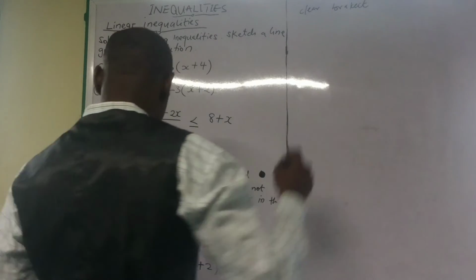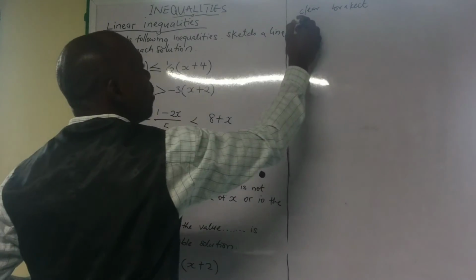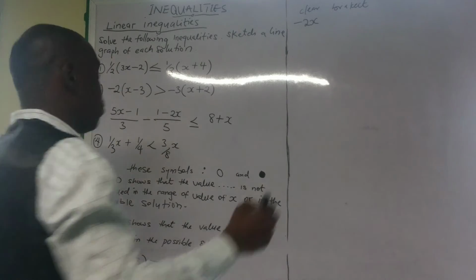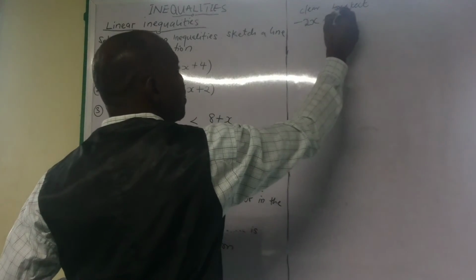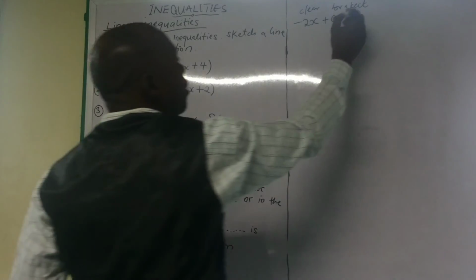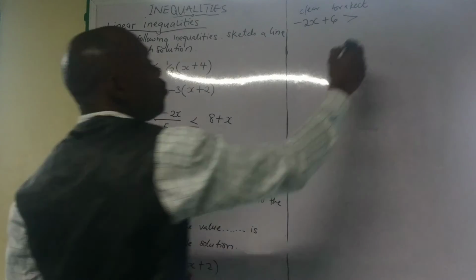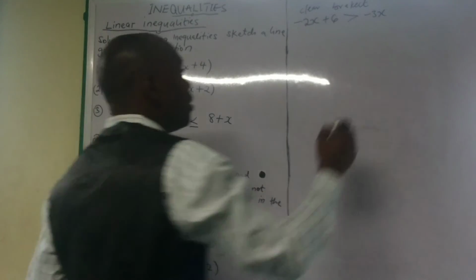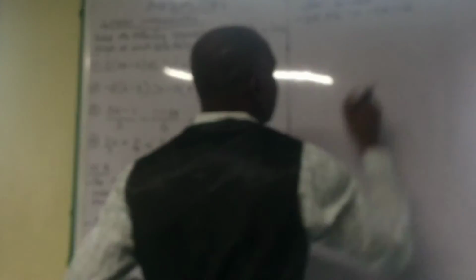So minus 2 times x gives us minus 2x. Then minus 2 times minus 3 gives us plus 6. Then greater than minus 3 times x gives us minus 3x. Then minus 3 times plus 2 gives us minus 6.